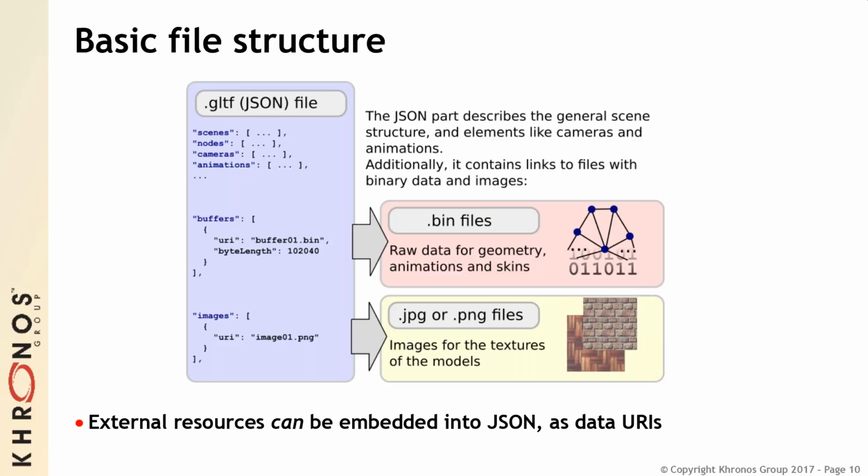Additionally, external resources can be embedded into the JSON as data URIs. Then it's called an embedded glTF file. This has the advantage that you only have one JSON file that you have to transfer without any external references. Comes at the cost of a slightly larger file size, but maybe advantages in some situations.